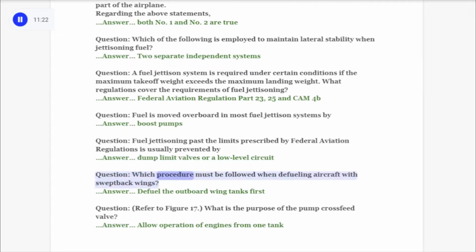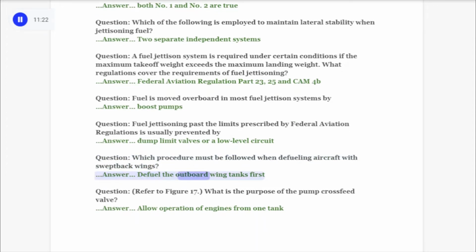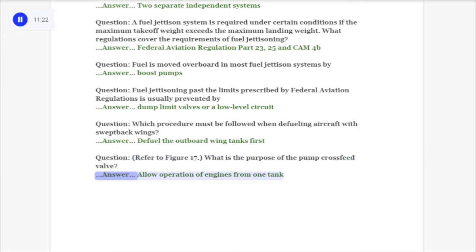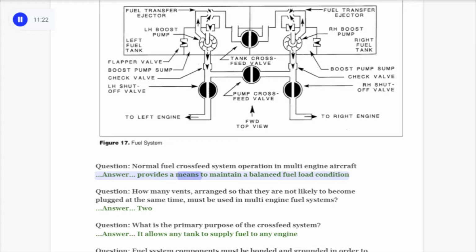Question: which procedure must be followed when defueling aircraft with swept-back wings? Answer: defuel the outboard wing tanks first. Question: refer to Figure 17. What is the purpose of the pump crossfeed valve? Answer: allow operation of engines from one tank. Question: normal fuel crossfeed system operation in multi-engine aircraft. Answer: provides a means to maintain a balanced fuel load condition.